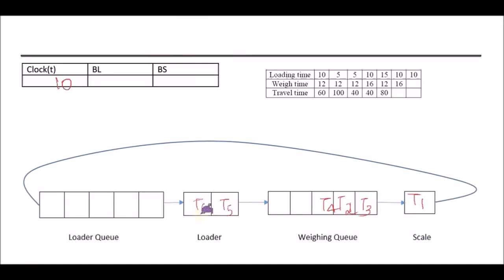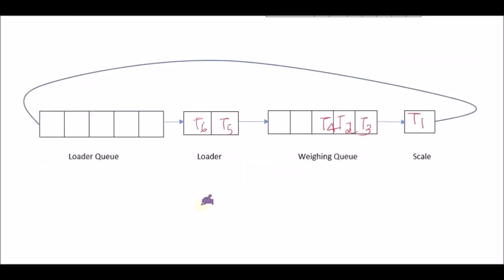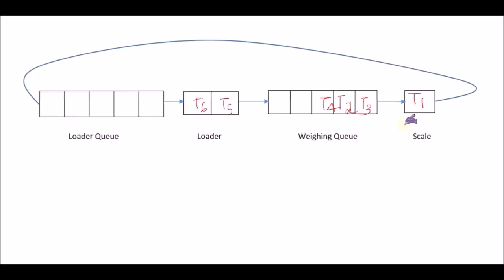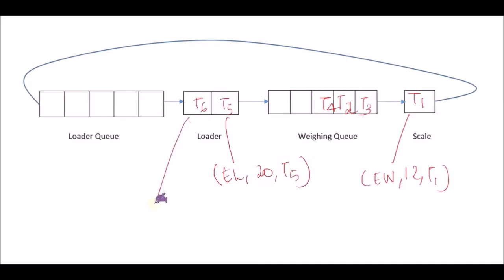So we have T6. Now let's write our future event list. Again, this is going to remain the same. So I'm just going to write end weighing 12 T1. This is negligible, not considered, it's not an event. Then T5 was already calculated. Was it calculated? Yes. So it was calculated. End loading 20 T5.